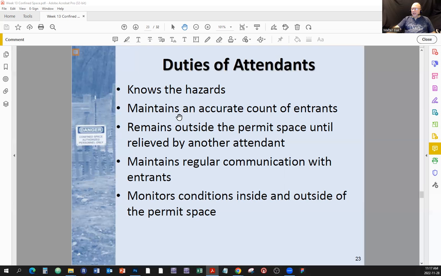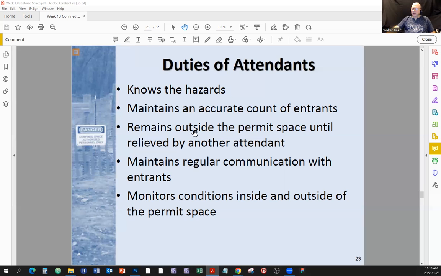Then what else? Maintains an accurate count of entrants. Well, that's obvious, right? 3 people go in, 2 people came out. Wow. Was it 3 people or was it 2 people? Was that person with a dog? No, that could be maintained as an accurate count of the entrants. So when the work is done, you need to know how many people came in, and the same amount of people came out, right? Not much more explanation needed for this, I suppose.